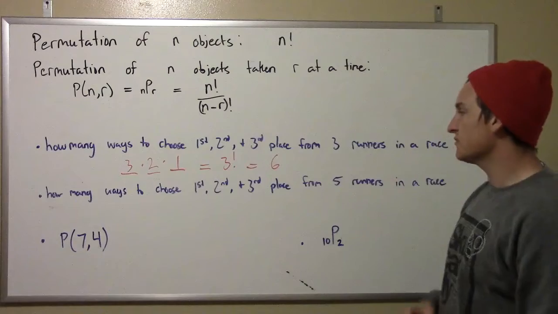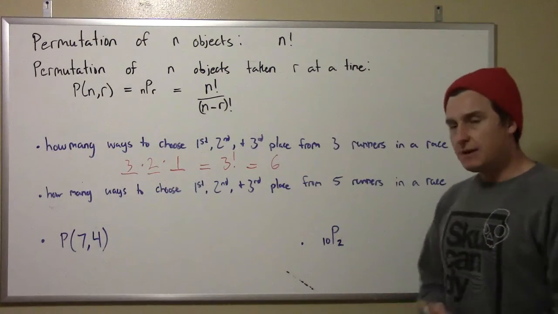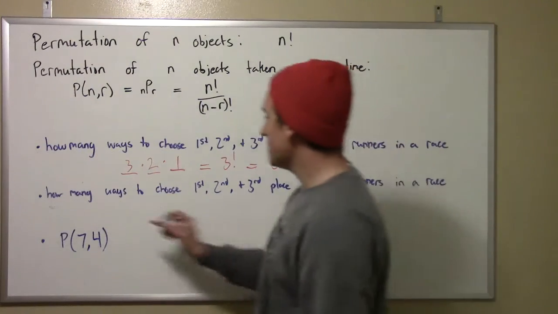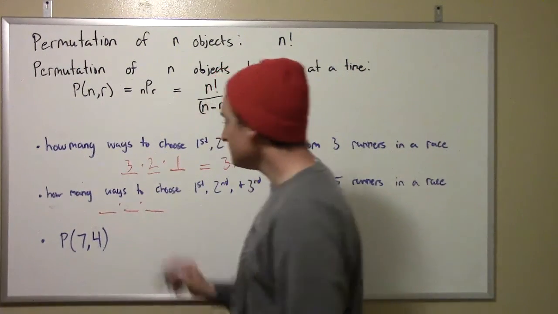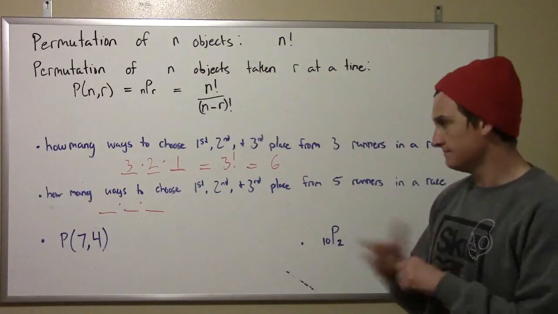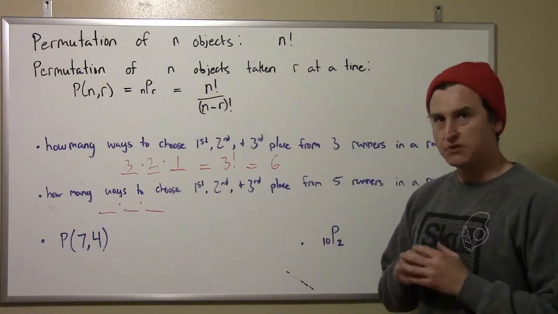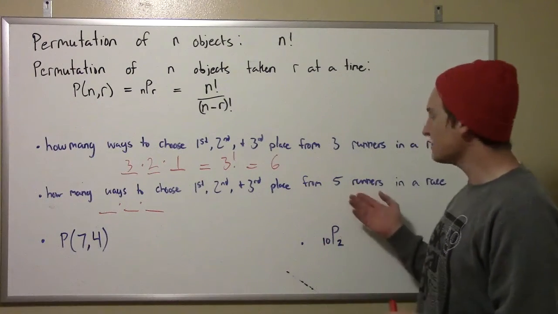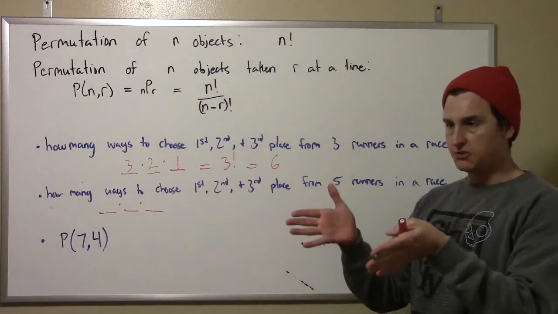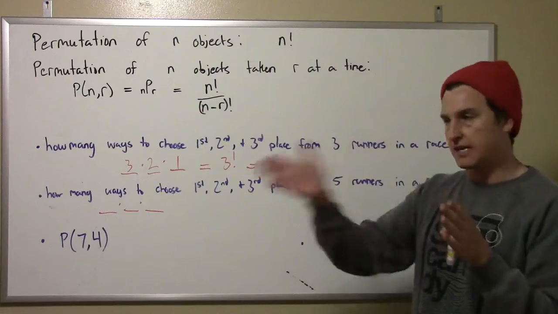How many ways to choose first, second, and third place from 5 runners in a race? Well, let's think about it with the fundamental counting principle. So we have to choose a first, a second, and a third place, right? Which means we're only going to choose 3 people. How many choices do we have for the first one? Well, there's 5 people to choose from this time. So there's 5 runners. We're still only going to choose 3 of them for this ordering, right? And the order is like we're ranking them first, second, third, right?